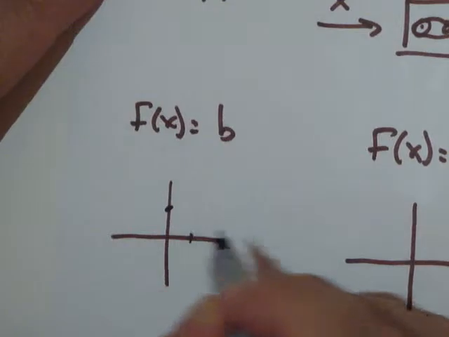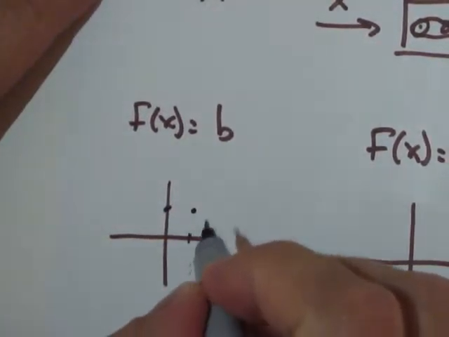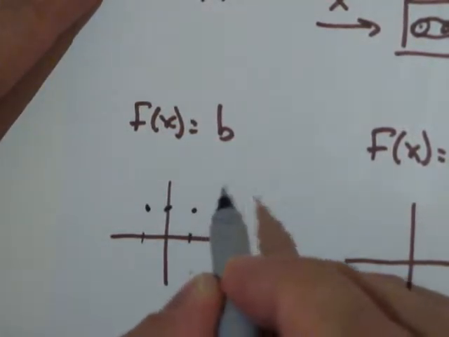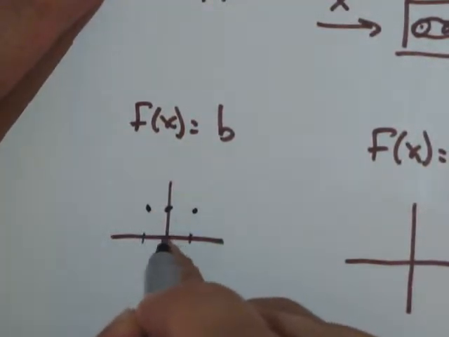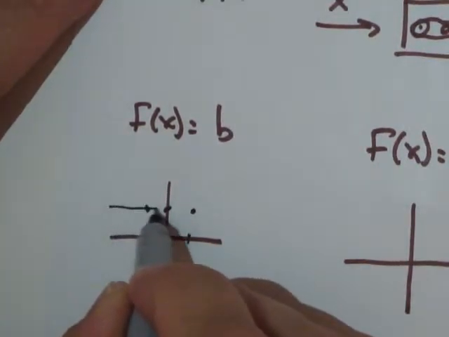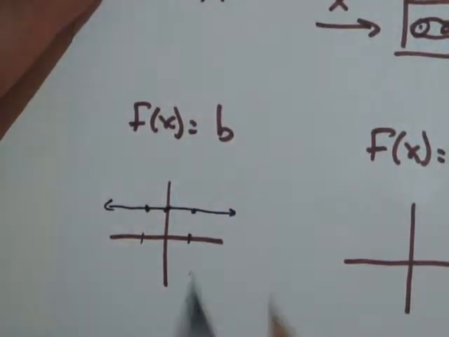If 2 went in, then 3 came out, so it'd be the point (2, 3). If negative 2 went in, 3 came out, so that'd be the point (-2, 3). And so what ends up happening is we have this horizontal line right through 3 on the y-axis right here. That's called the constant function.